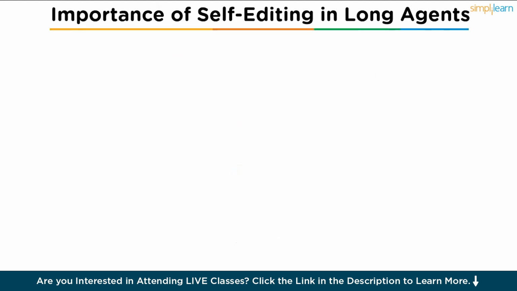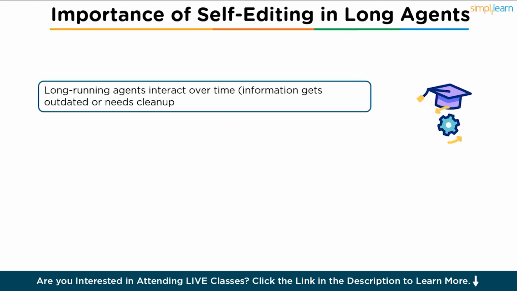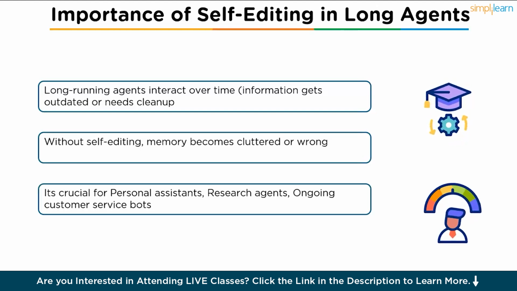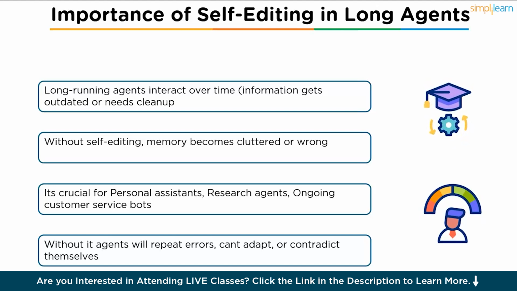Let's see some of the importance of self-editing in long-running agents. Imagine an AI personal assistant, research agent, or customer service bot interacting with you over a long period. Without self-editing memory, their stored information would become outdated, cluttered, and prone to errors. Self-editing allows these agents to dynamically revise their memory, clean up inaccuracies, and adapt to new realities. This is vital for ensuring long-running agents remain accurate, efficient, and trustworthy over time. For example, if a user moves to another city, the agent detects this change and updates the memory seamlessly.